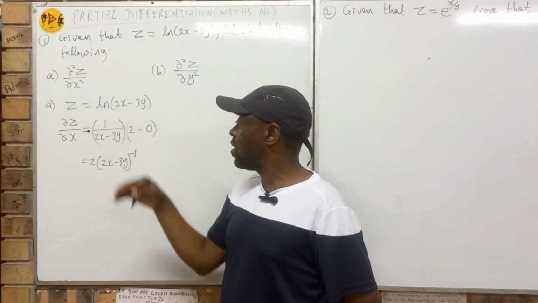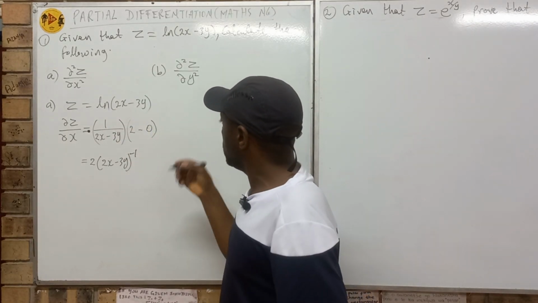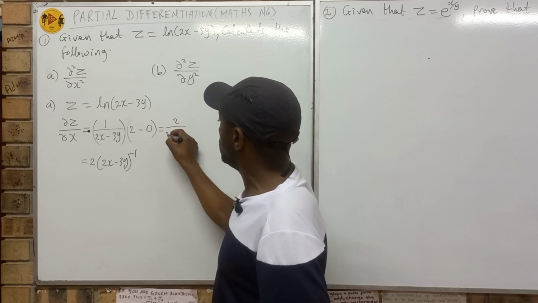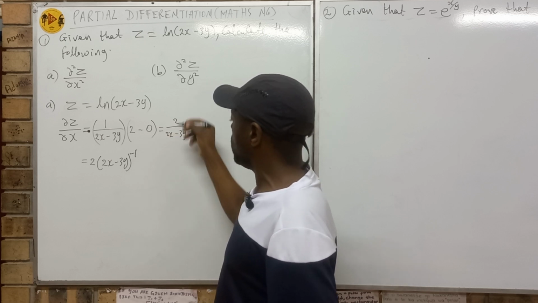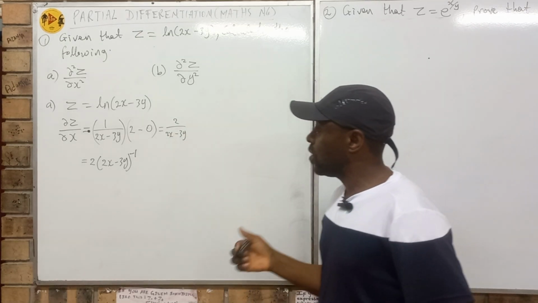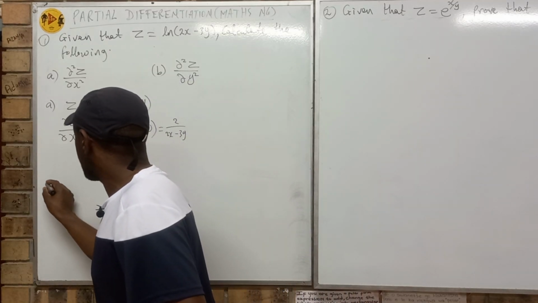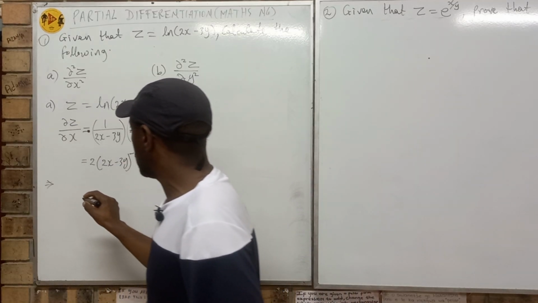You can also leave it down as 2 over 2x minus 3y. Some other person can still see it as 2 on 2x minus 3y and use the quotient rule. So I prefer the chain rule. For me, it will work faster. I hope it helps you that way also.